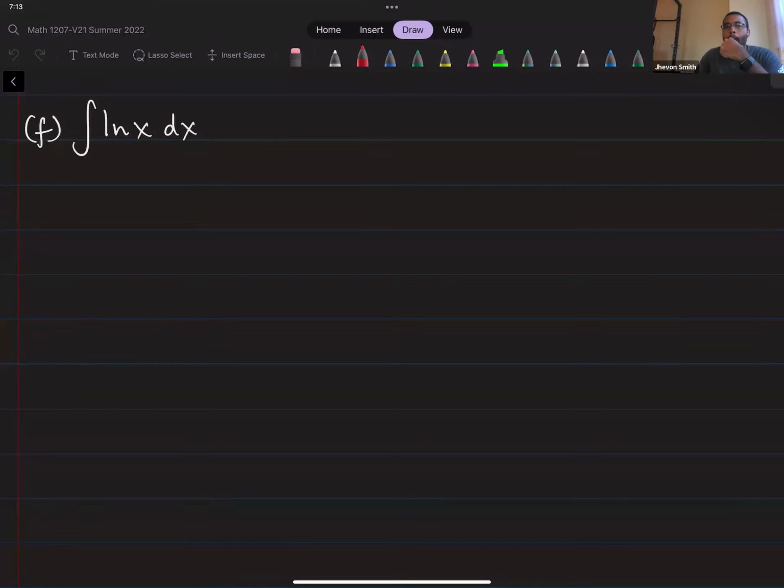Ideas? I put the u as ln of x and the dv as dx. I'm not sure if that's right though. Yeah, you can actually do that.